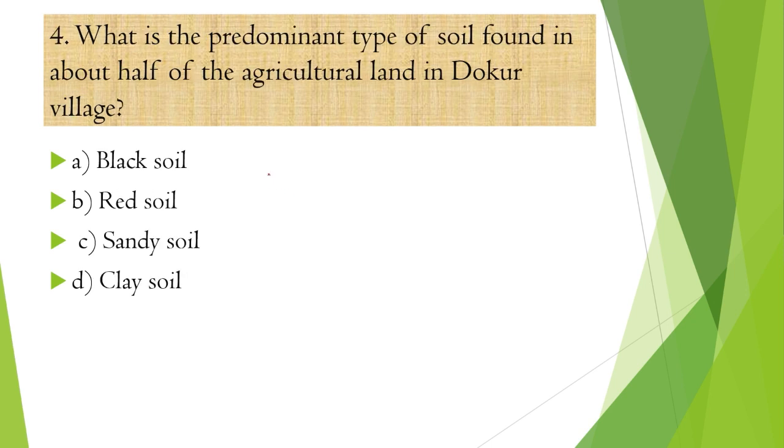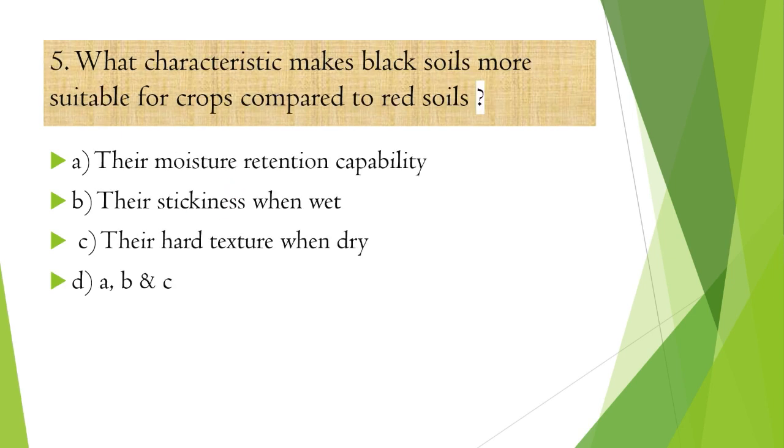Fourth question. What is the predominant type of soil found in about half of the agricultural land in Dokur village? Predominant type means which soil covers most of the area in this village. Red soil is covered; red soil covers nearly 50 percent of the village. That is the reason red soil is the predominant type of soil we find in Dokur village.